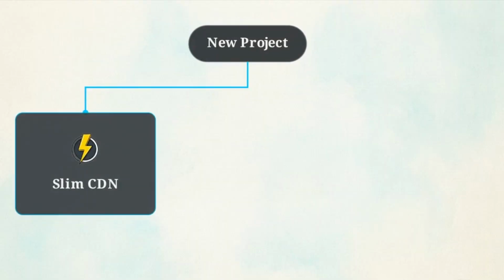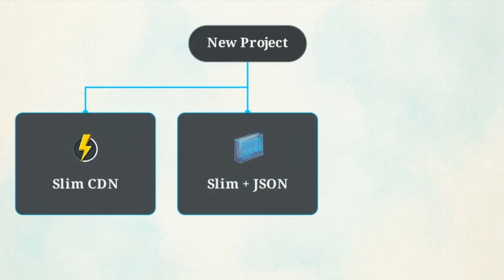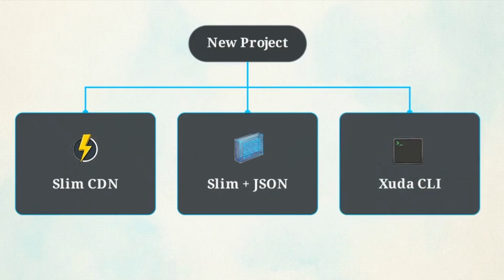This flowchart maps where to start. Tech leads shipping widgets or landing pages fast use the Slim CDN. Enterprise architects managing code-generated UIs pair Slim with explicit JSON. For large teams needing day-one governance and complex apps, start in the full Xuda CLI.